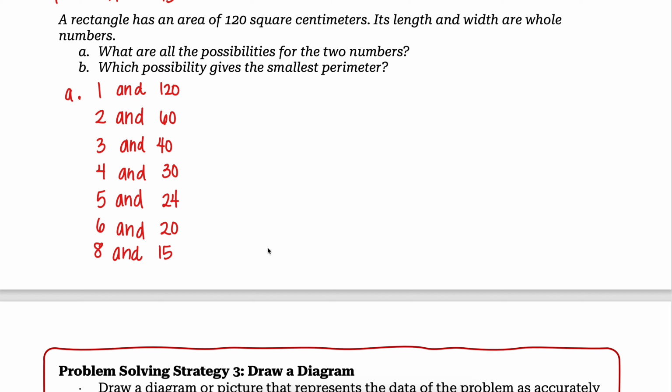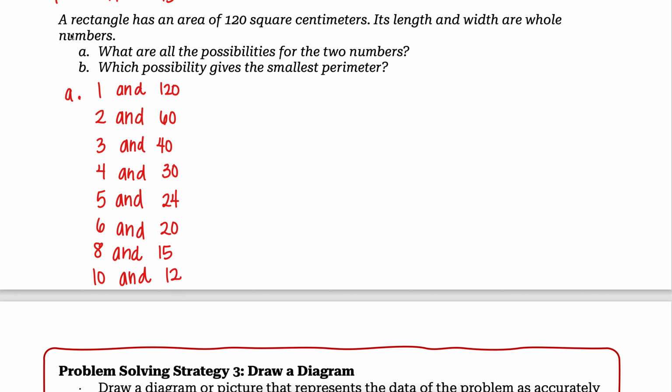7 does not go into 120, which is why I skipped it. For the same reason, you'll skip 9. 9 does not evenly divide into 120, but 10 does. So my last possibility is 10 and 12. 11 does not divide into 120. The next number would be 12. Well, we've already got that accounted for. So these are the 8 different possibilities for the length and width of this rectangle.